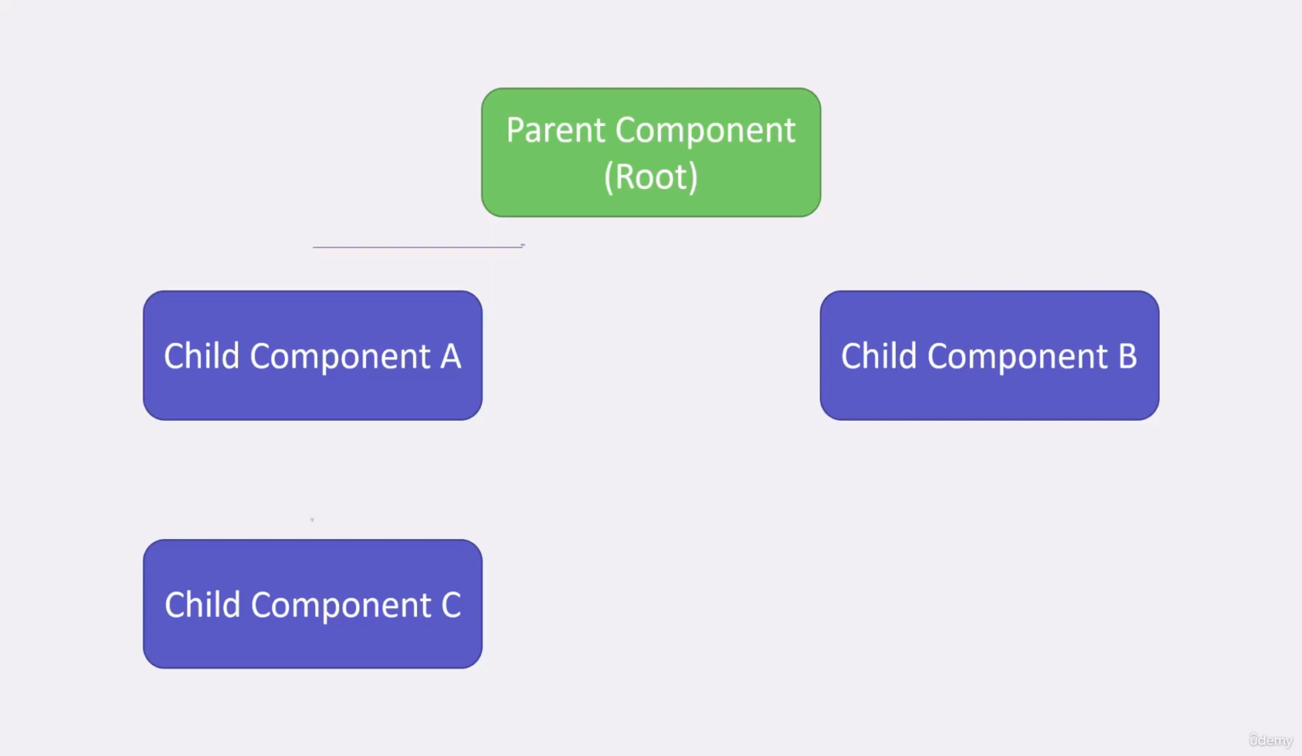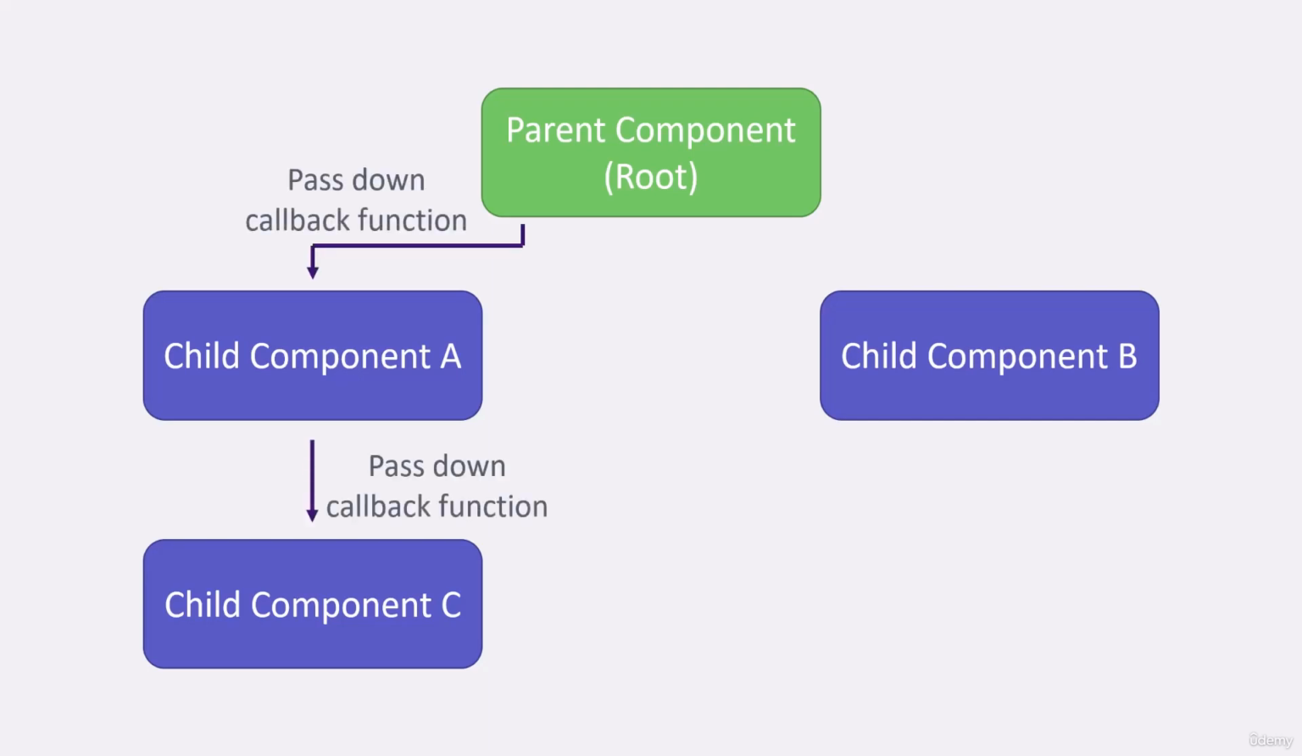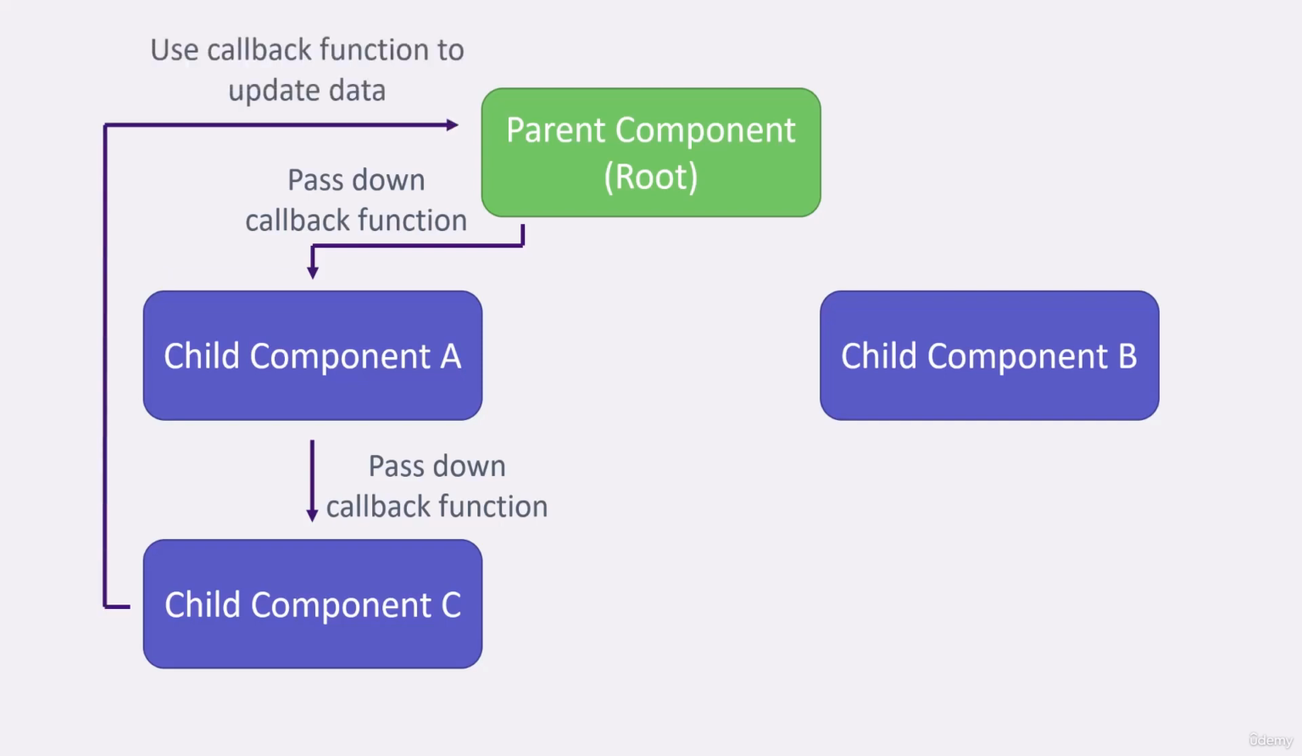To perform updates on data, we first have to pass down a callback function to child component A and then to C. Child component C can use the callback function to update the data inside the parent component. Lastly, the updated data would be sent to component B. This is the usual flow of data. It's what we've been doing up until now.